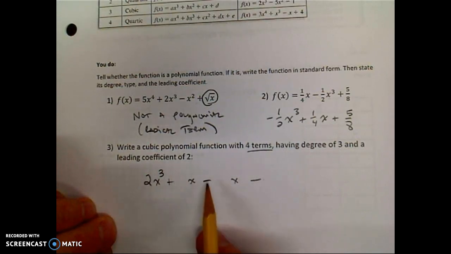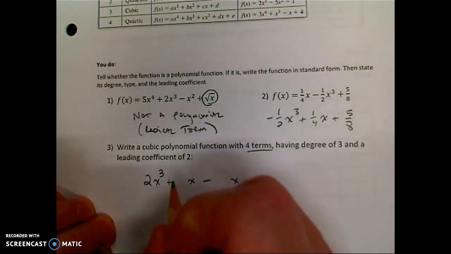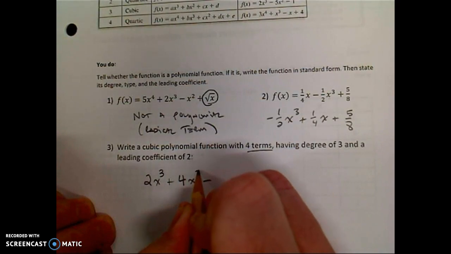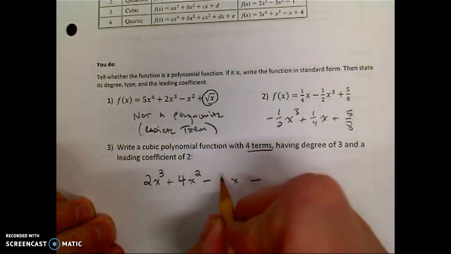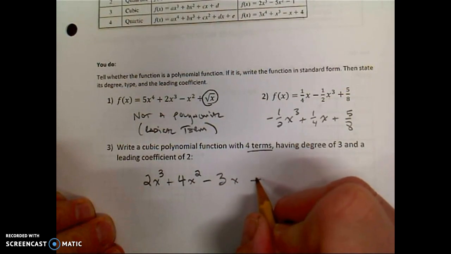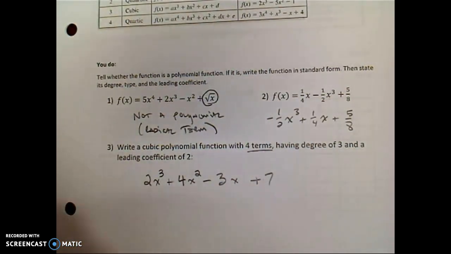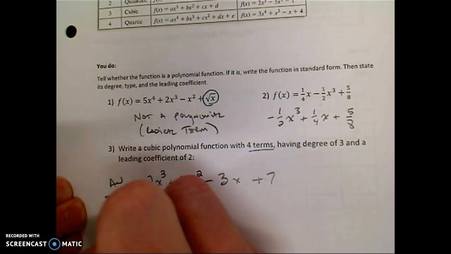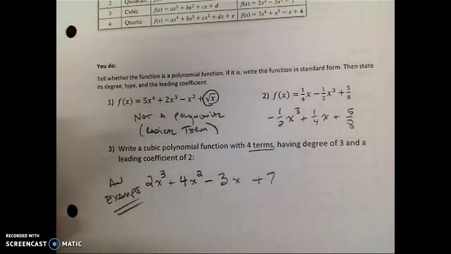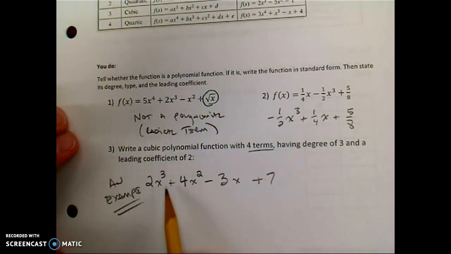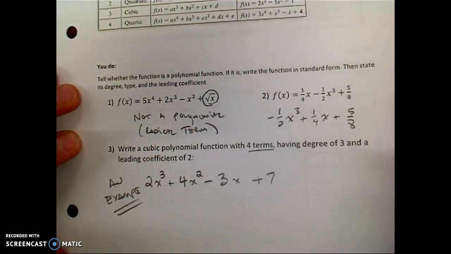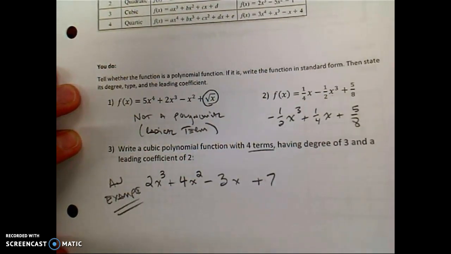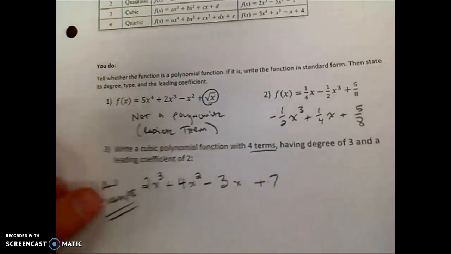After that, whatever coefficients that are real numbers, you can put whatever you want here. So plus 4x squared. I'm sorry, I left off the square there. Minus 3x plus 7 would be as an example. Yours may have looked slightly different, but as long as you had 2 and then your variable to the third power and then 3 more terms in descending order of exponent, then that definitely checks out as a cubic polynomial function, 4 terms, degree 3, leading coefficient of 2.